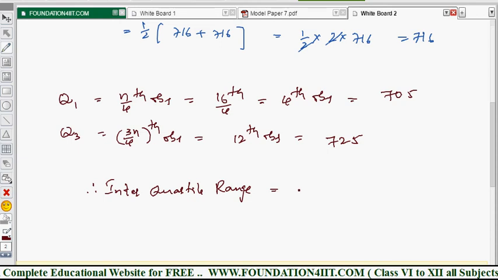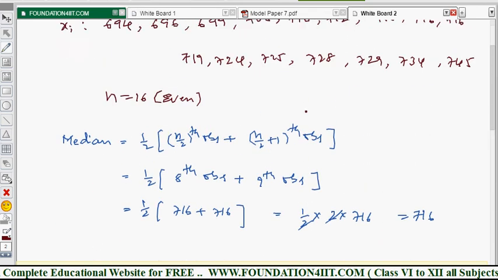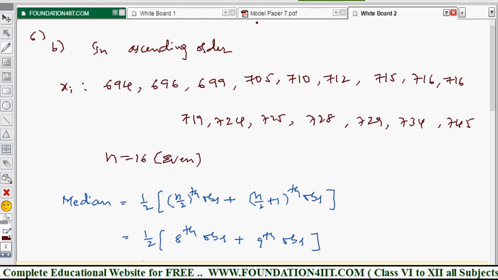Interquartile range is Q3 minus Q1, so you need to find these both values. Q3 is 725 minus 705, that is 20. So 20 is the interquartile range and median is 716. Right, this is about this problem. So we need to make an ascending order of the data, then we can find it easily.